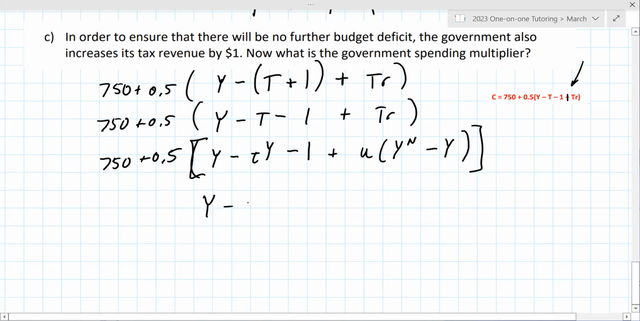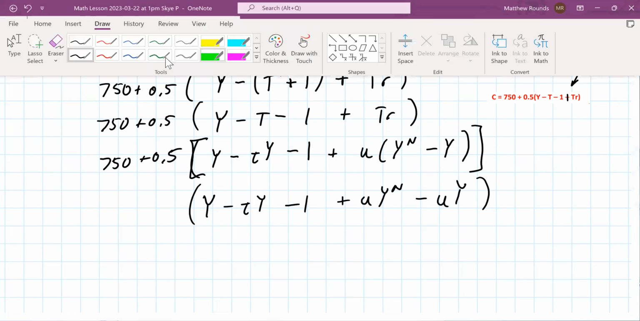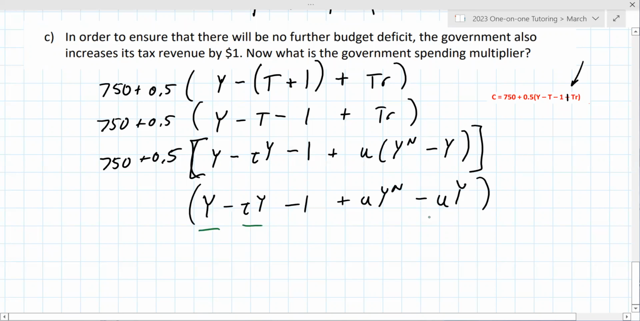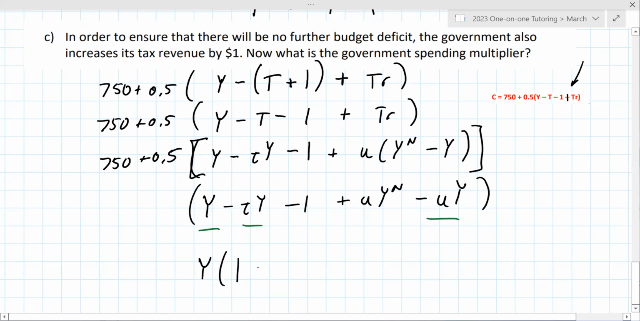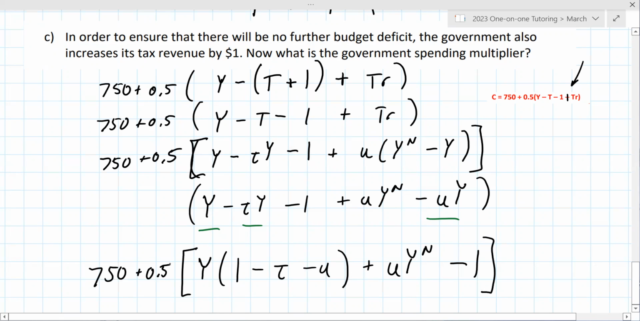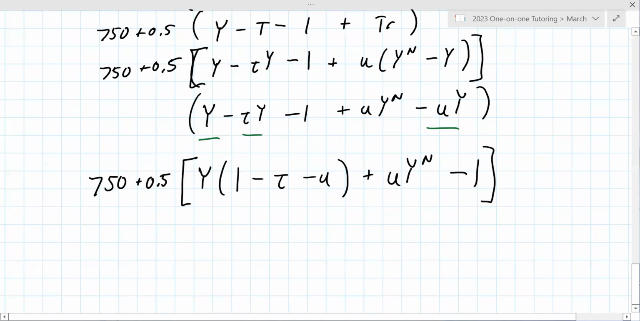Okay, so now just a lot of algebra here. Mu YN minus mu Y, and then you can factor out a Y from here and here. So you get Y times (1 minus tau minus mu), and that's where that minus 1 just pulls over with this one here. C2 plus Y minus 1. Got it. Okay.